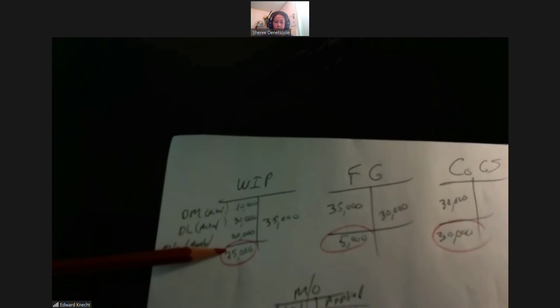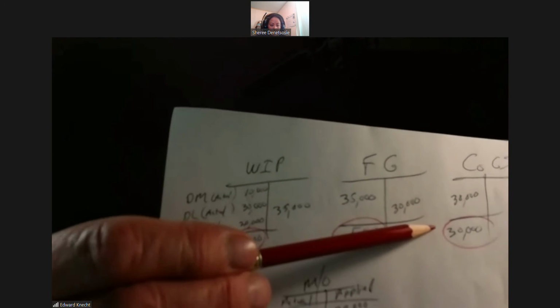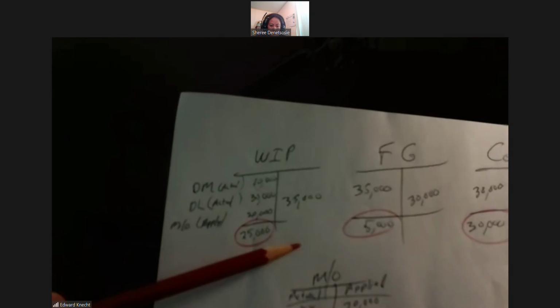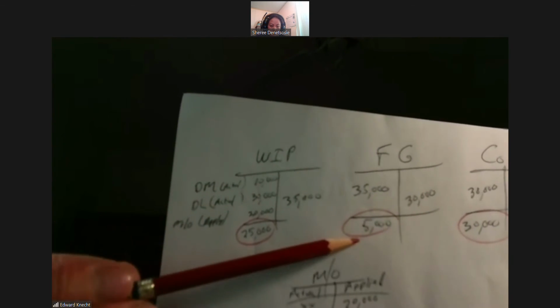And so these costs, direct materials, direct labor, and the applied overhead, 35,000 got transferred to finished goods inventory. Of those, we sold 30,000. So that means the 5,000 includes a little bit of this applied manufacturing overhead, right? And in the 30,000 there are three costs: some direct material, some direct labor, and some applied overhead. So these are the ending balances of those accounts at the end of the accounting period.